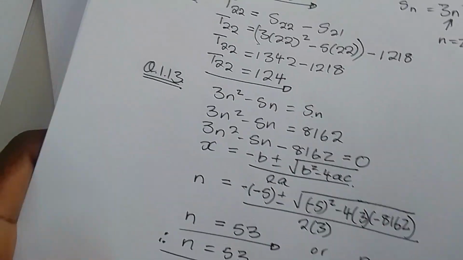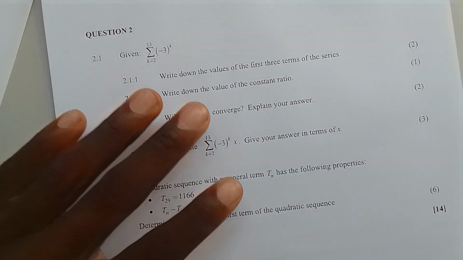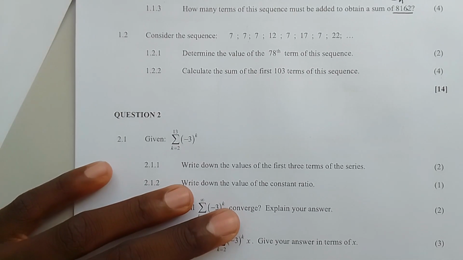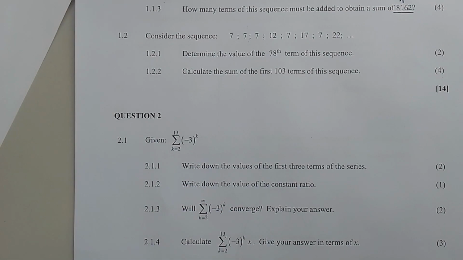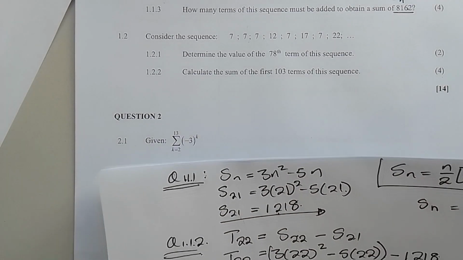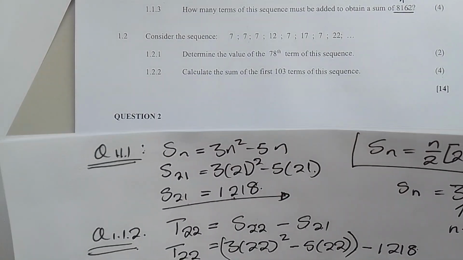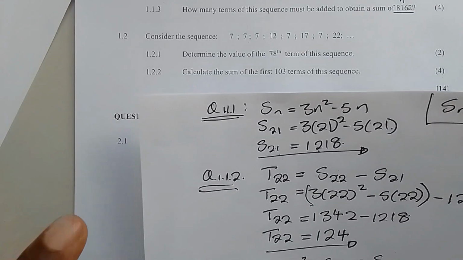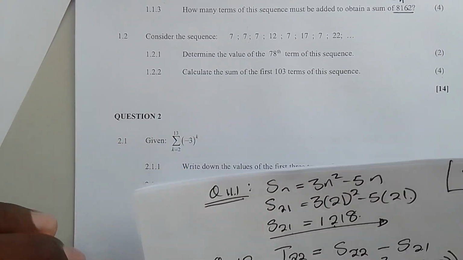Now let us move on to question 1.2. This is 1.2. 1.2 says consider this sequence. Then they say determine the value of the 78th term of the sequence.